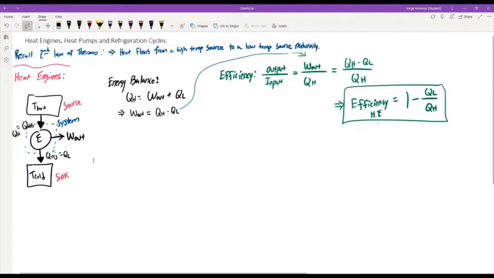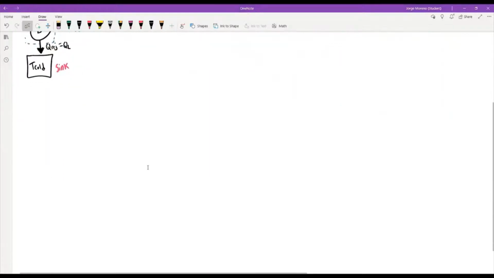All right, and then notice that the value of the efficiency will always be less than 1. This is because in the real world, nothing is 100% efficient. You're always going to have some losses, and the losses are going to be the Q rejected, as you can see. And by increasing the QH, so Q absorbed, that will in turn increase your efficiency as well. All right, so moving on.